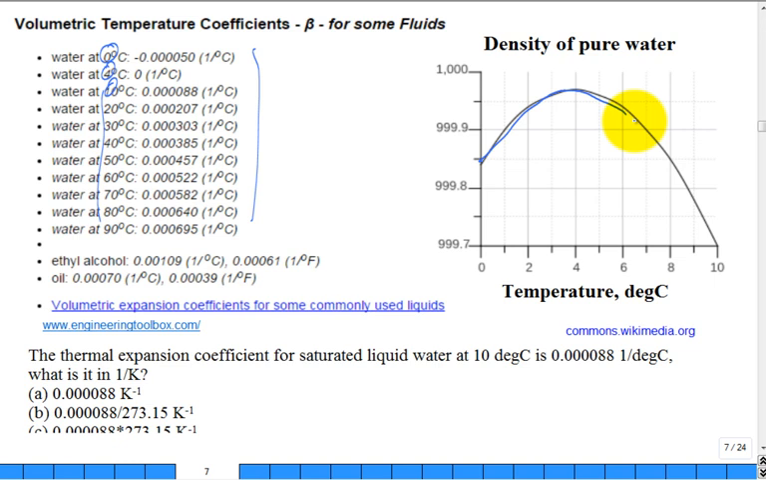Notice that there is a peak in the density for water. Where is the maximum liquid density for water? At what temperature?